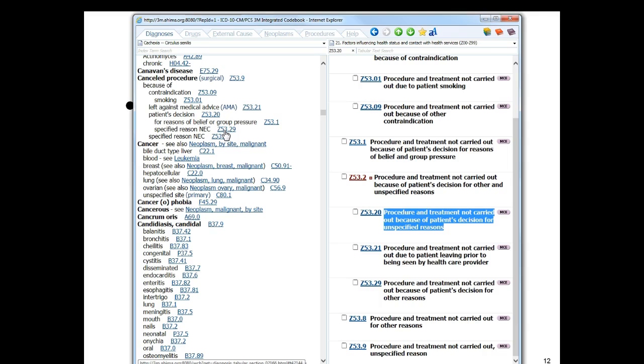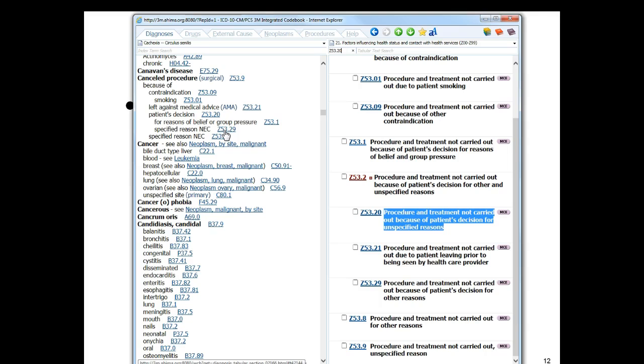There is no procedure code because no procedure was done. We can't code the hysterectomy because the patient did not have it. So in this second example, the patient came in for coronary artery bypass grafting because of coronary atherosclerosis of native arteries. The principal diagnosis here is coronary atherosclerosis of native arteries.